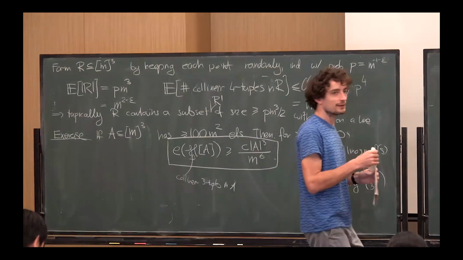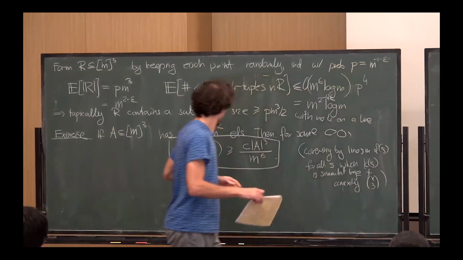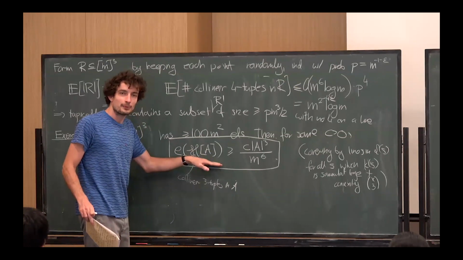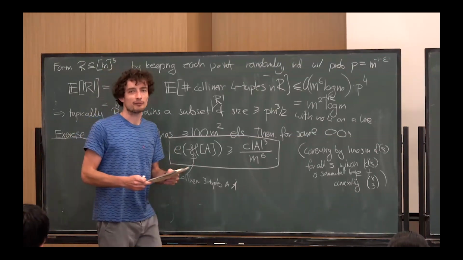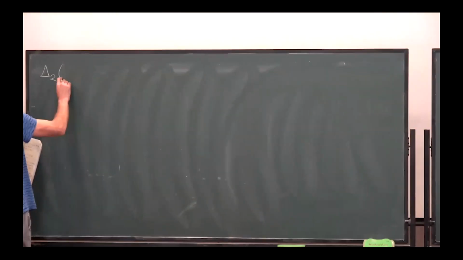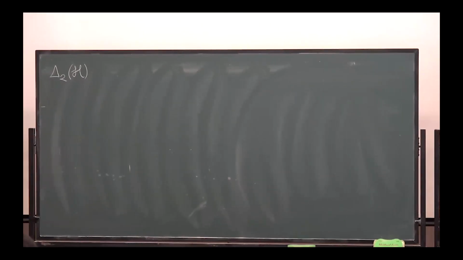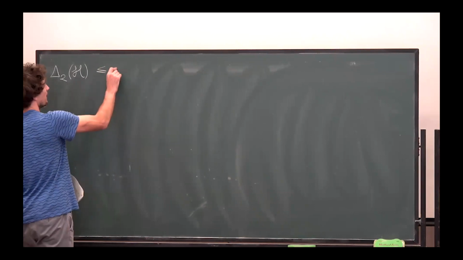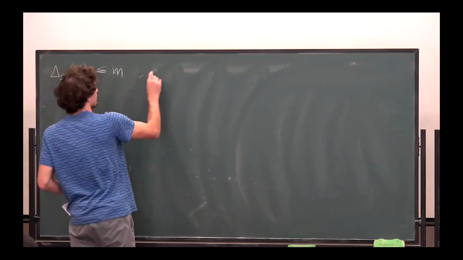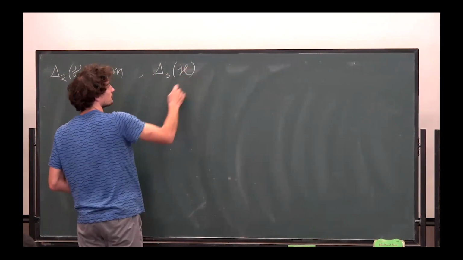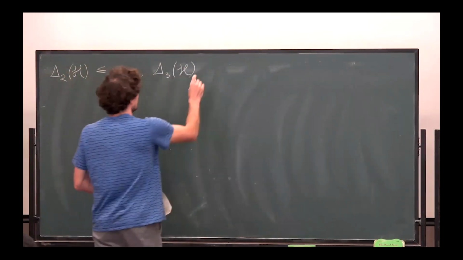And for this, the existence of a family of containers only depends on the number of edges and vertices in the hypergraph, but also the degrees in the hypergraph. So what is delta 2 of this hypergraph H? I pick two points. How many collinear three tuples can two points be in? It's at most M, because the longest line has length M there. Now, what about delta 3? It's one.